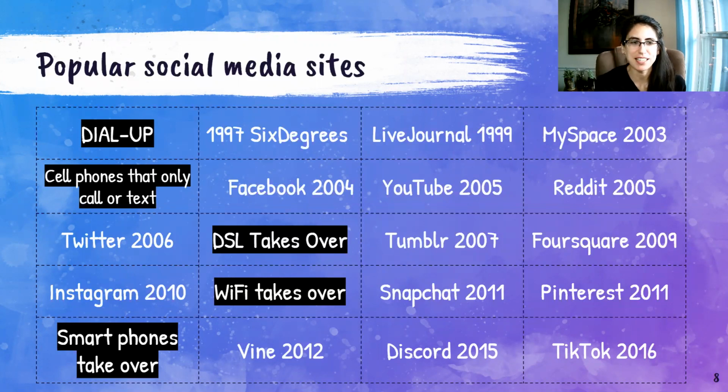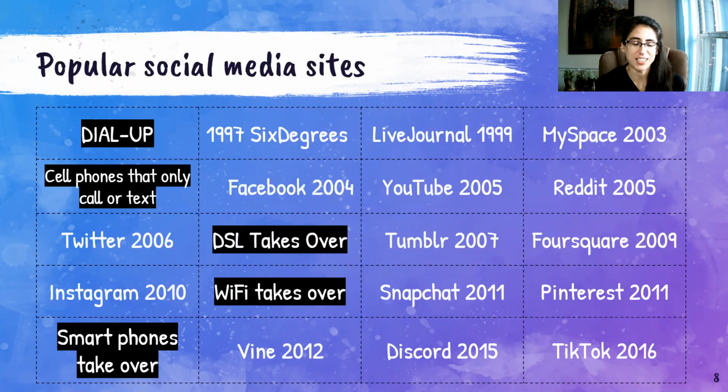So after MySpace, we now have cell phones that pretty much can only call or text. So Facebook in 2004 is founded, YouTube in 05, Reddit 05, Twitter 06. And now DSL is taking over, meaning we have faster and better internet. So we've got Tumblr, which is very photo heavy, in 07, Foursquare in 09, Instagram, which is all photo, by 2010. After that point, Wi-Fi has pretty much fully taken over.